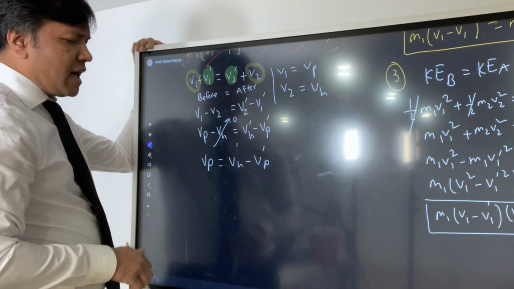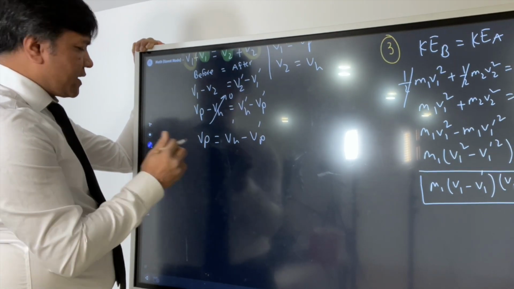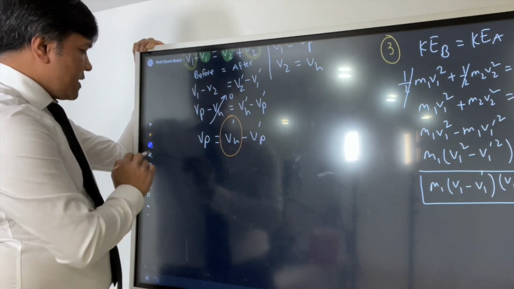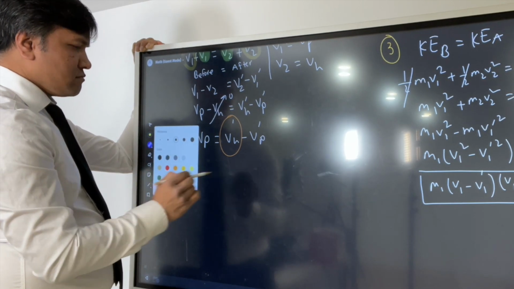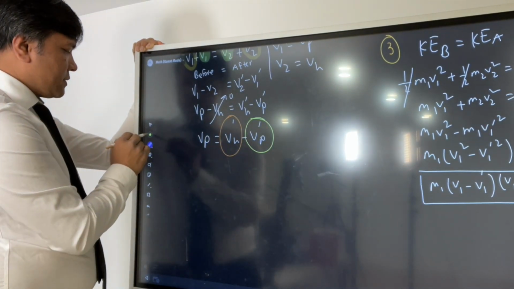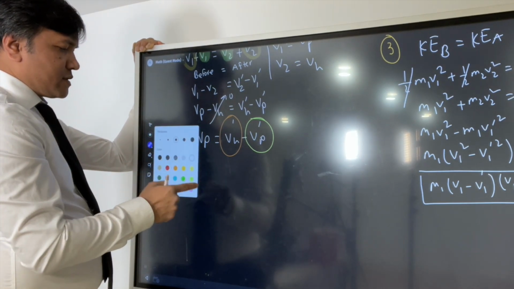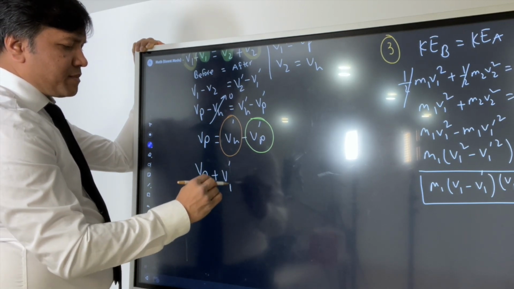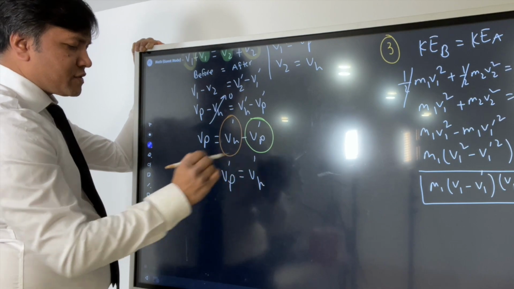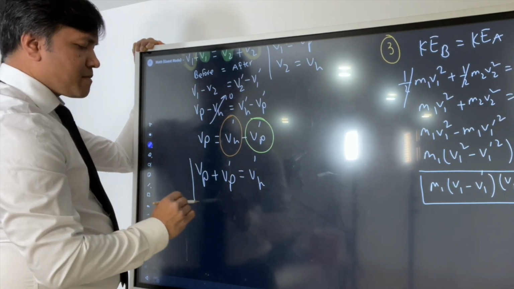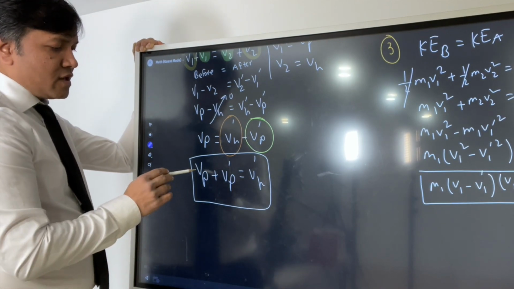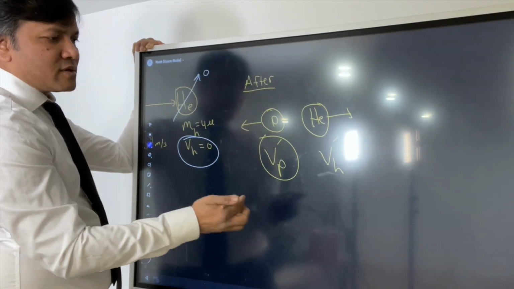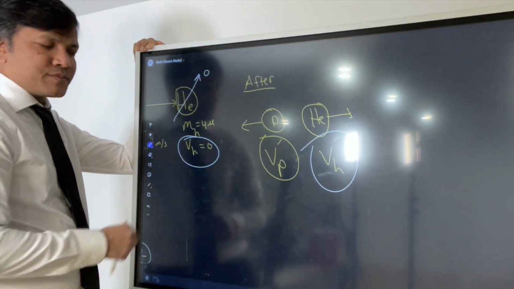Okay. Now what do we have to do? We have to isolate. First we can isolate this one, and then we can isolate this one. Okay, let's do it. So VP plus V prime P is equal to V prime H. Alright, so this is one of the equations. Why? Because we want to find V prime H. We want to find V prime H. Who told you? I told you. We want to find V prime H. Good.